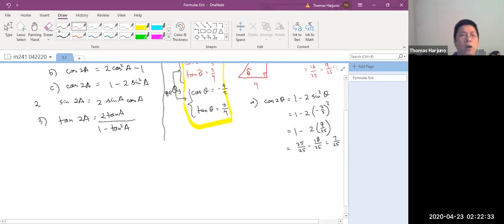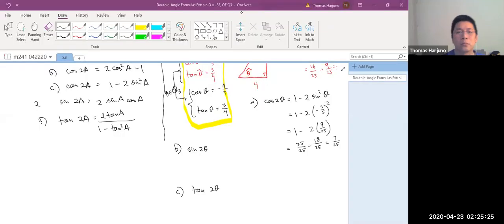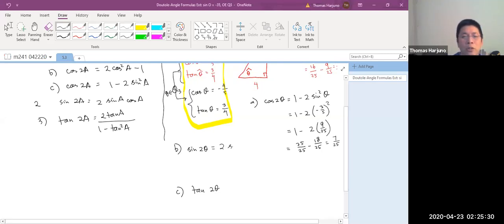Now, how about part B, sine 2 theta? Can you do that? And part C, tangent 2 theta. I'll give you maybe 2 or 3 minutes. So this is equal to 2 sine theta cosine theta. That's 2 times negative 3/5 times negative 4/5. That's positive 24 over 25.